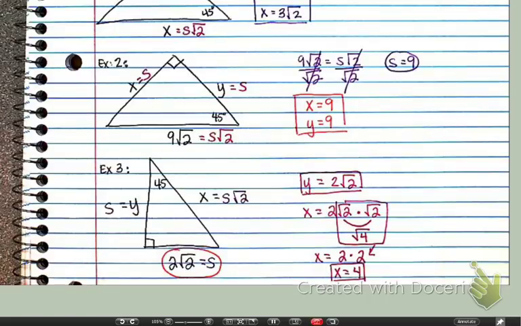So what I would like you to do is try to do the best you can with your homework. Attempt to do as much as you can. Label your sides. See if you can solve. Some might be easier than others. And then we will go over it in class tomorrow.